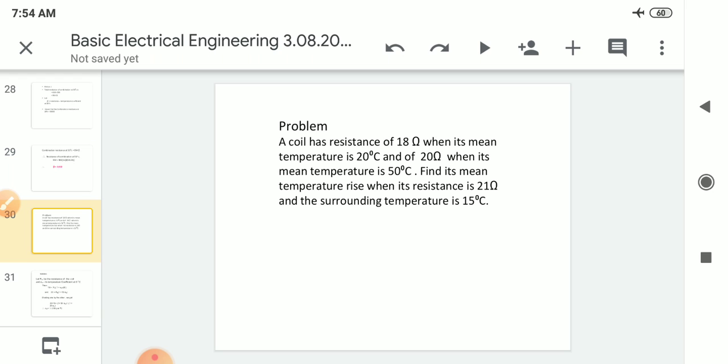Let's observe this problem. A coil has a resistance of 18 ohms when its mean temperature is 20 degrees centigrade, and of 20 ohms when its mean temperature is 50 degrees centigrade. Find its mean temperature rise when its resistance is 21 ohms and the surrounding temperature is 15 degrees centigrade. Just read the problem one more time.